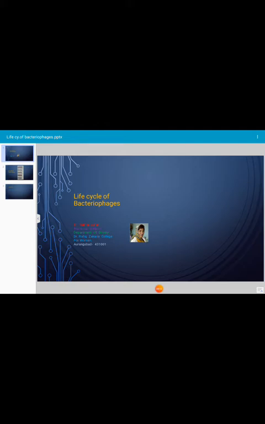Today's topic for discussion is the life cycle of bacteriophages, or reproduction of bacteriophages, or multiplication of bacteriophages. Let us see the details.